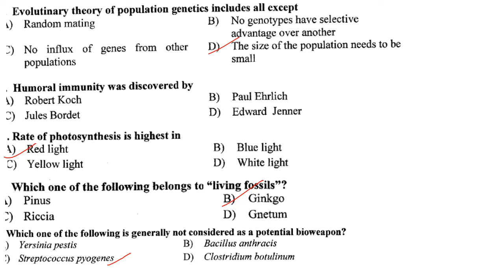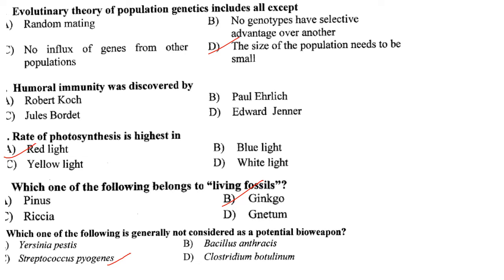Then, humoral immunity was discovered by. Jules Bordet discovered the complement fixation test and identified the bacteria that cause whooping cough. Then Paul Ehrlich, the transfer of blood serum with antibodies to treat and counteract diphtheria. Then Edward Jenner, discovery of immunity to smallpox. And Robert Koch was for Koch's postulates.